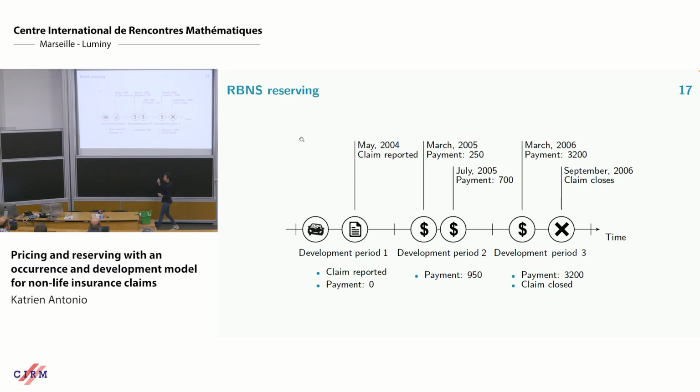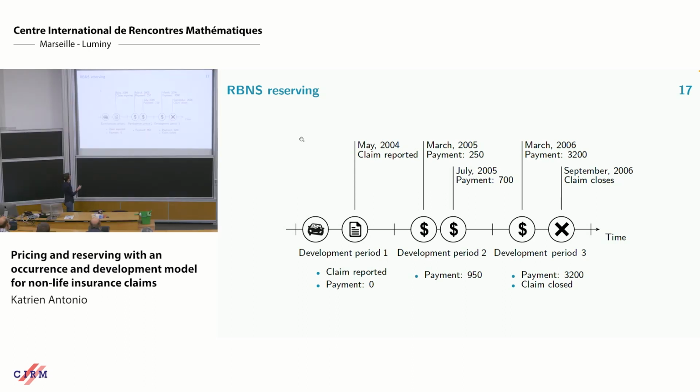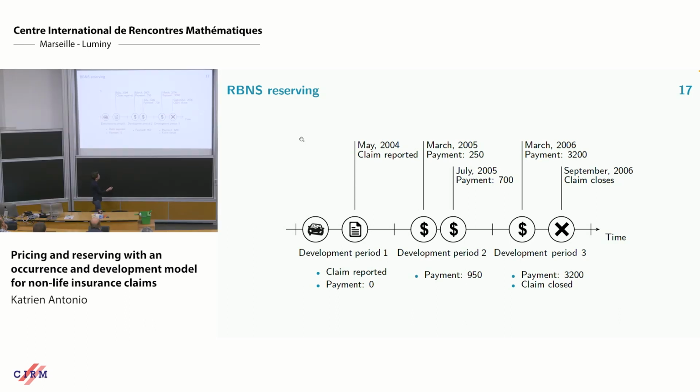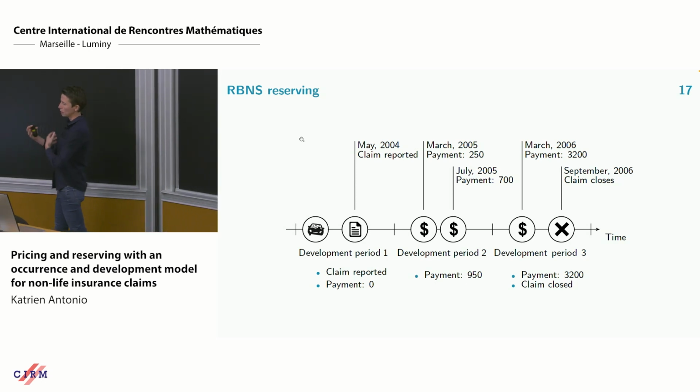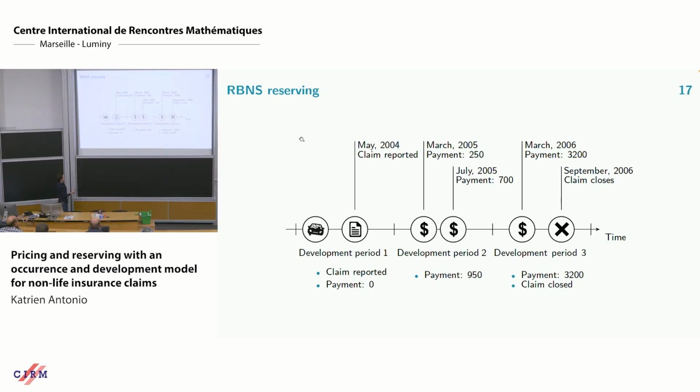But of course, beyond reporting, there is something else going on. That's the development of the claim over time. And of course, if we look at the literature on RBNS reserving, reported but not settled, then one of the ways how we can handle that is we can look at the development of a claim since reporting. We can discretize the timeline from there in, let's say, yearly periods, whatever you like. And we can try to keep track of which events are going to happen throughout the development of a claim. Will there be a payment? If there is a payment, how much will it be? Will there be the settlement of the claim?